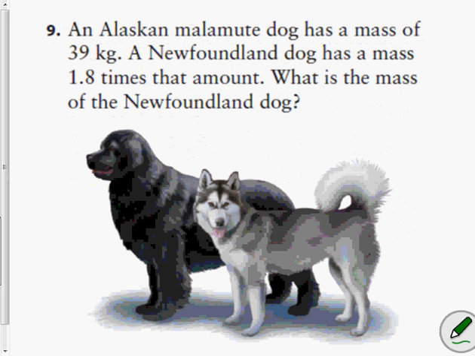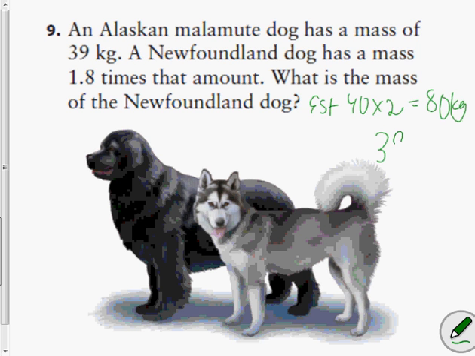Question 8. An Alaskan Malamute dog has a mass of 39 kilograms. If a Newfoundland dog has a mass of 1.8 times that amount, what is the mass of the Newfoundland? So first thing we need to do is estimate. So we're going to do 40 times 2. My estimation is going to be approximately 80 kilograms.